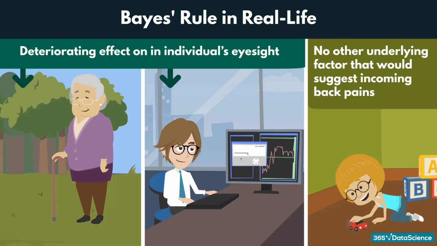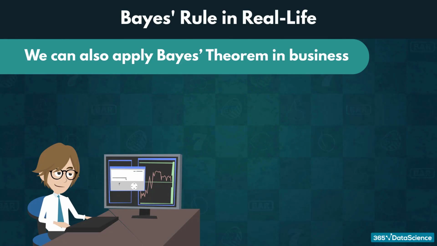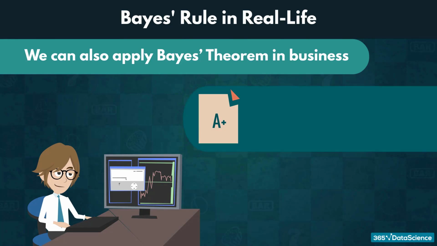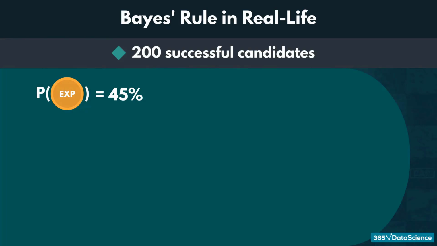All right, similarly, we can also apply Bayes' theorem in business. Let's explore this fictional scenario. Your boss wants you to do research about what companies are looking for in recent college graduates: good academic performance or working experience. You go over the resumes of the last 200 people who matched the requirements and got the job they applied for. Out of those candidates, 45% had the relevant experience. In addition, 60% had good grades.